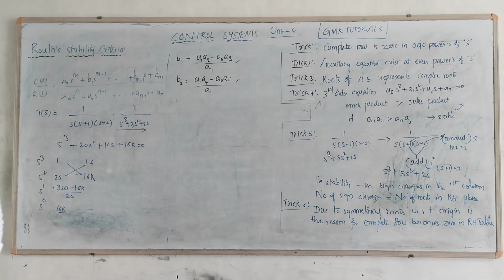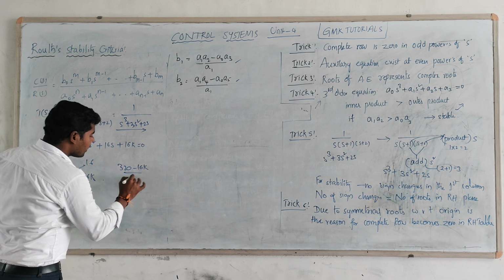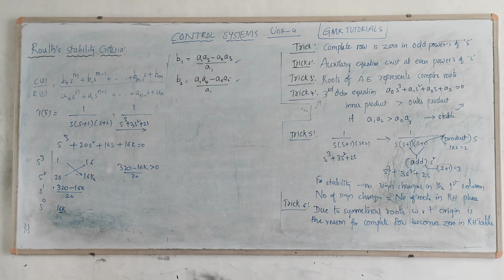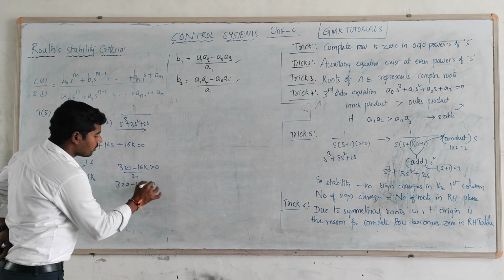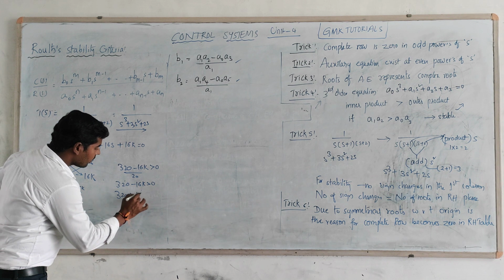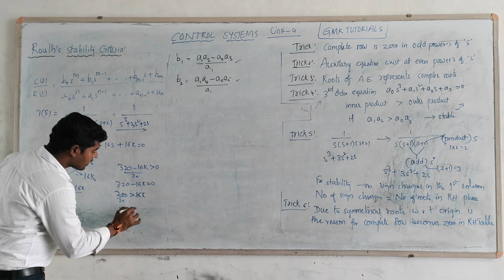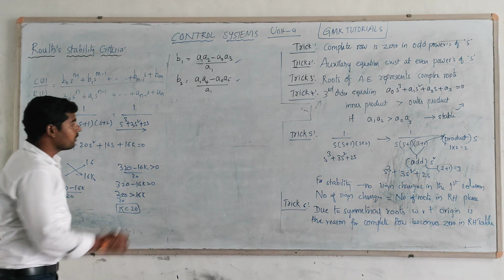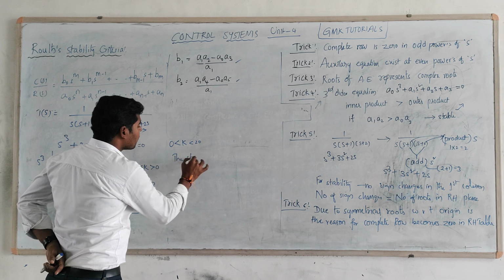For the system to be stable, 320 minus 16k divided by 20 must be greater than 0. That means the k value must satisfy this condition. So 320 minus 16k is greater than 0, that is 320 is greater than 16k, so 20 is greater than k. So k is less than 20. The range of k is 0 less than k less than 20, and the system is stable.